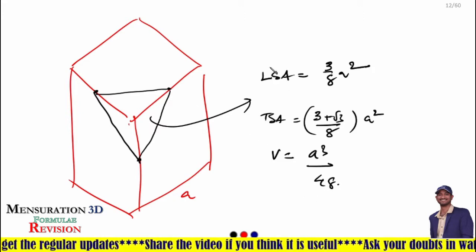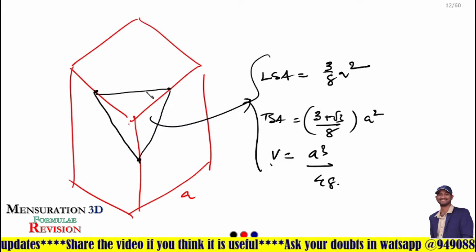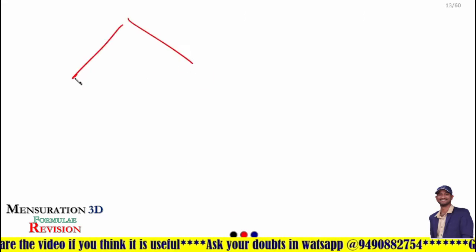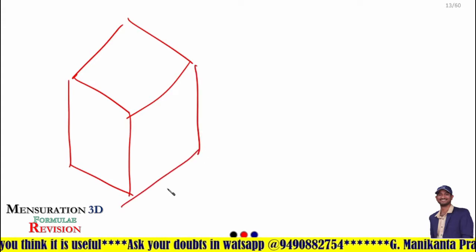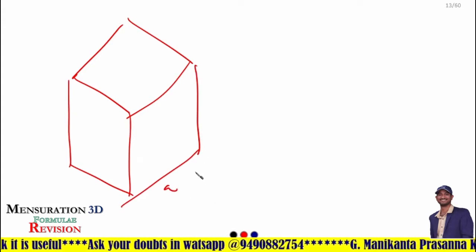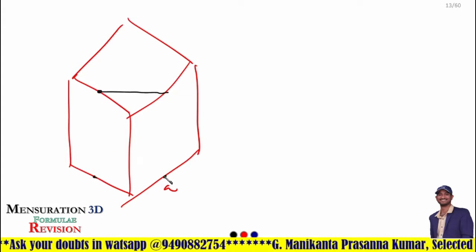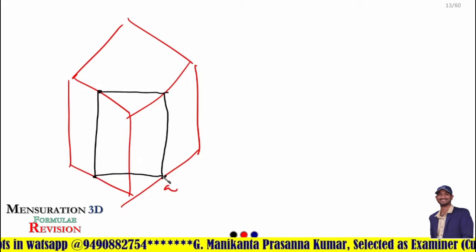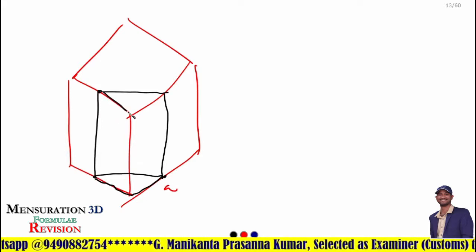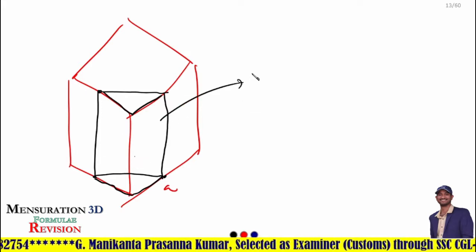Okay, these are the formulas to remember for this pyramid and prism formed from a cube. Suppose it is a cube of dimensions a, and these are the midpoints, the base midpoints. If I cut along this like this, then I'll get a pyramid, sorry, not pyramid, it is a prism. Then what about the lateral surface area of this prism?